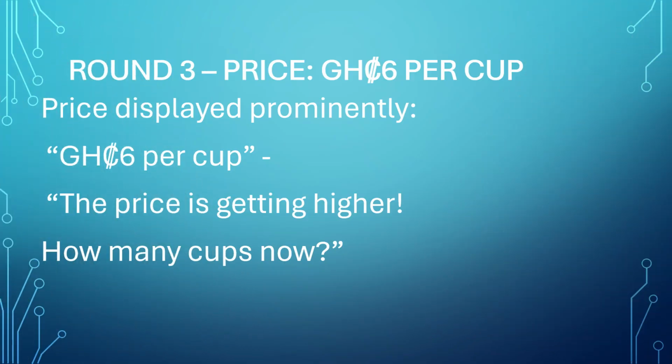We are in round 3 now. The price has gone up again. Gari is now 6 Ghana cedis. That is quite expensive. It's 3 times the original price from round 1. At this higher price, how many cups will you buy? Think carefully. Your budget is limited. Will you buy fewer cups, maybe just 1 cup, or none at all?